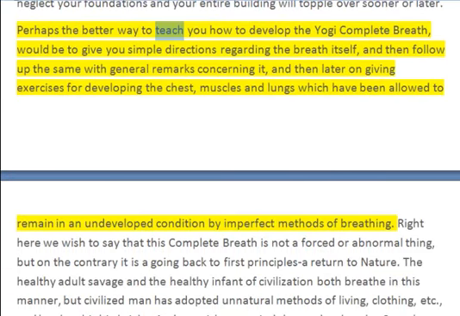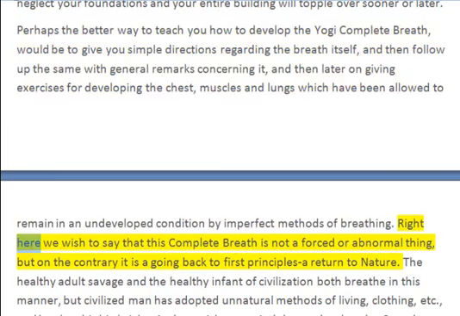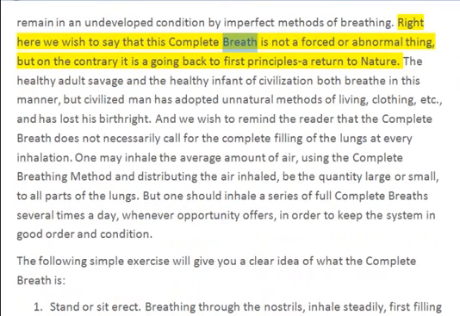Perhaps the better way to teach you how to develop the yogi complete breath would be to give you simple directions regarding the breath itself, and then follow up the same with general remarks concerning it, and then later on giving exercises for developing the chest, muscles and lungs which have been allowed to remain in an undeveloped condition by imperfect methods of breathing. Right here we wish to say that this complete breath is not a forced or abnormal thing, but on the contrary it is a going back to first principles, a return to nature.